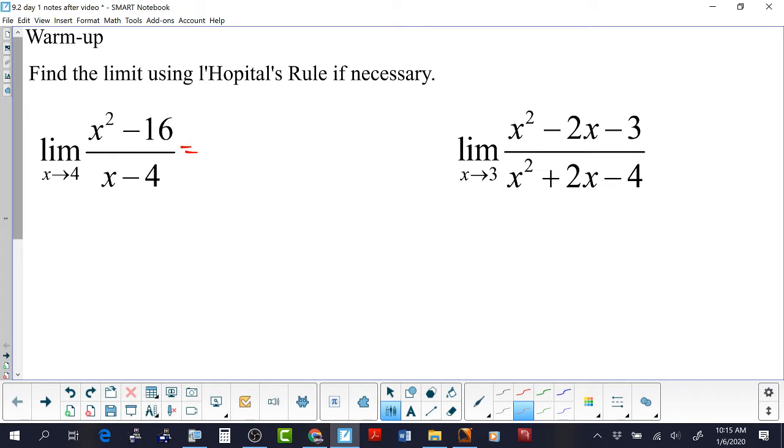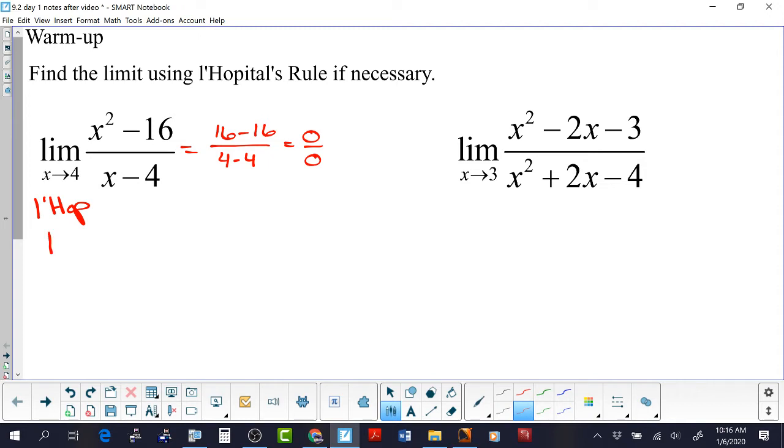We're going to plug 4 in. We're going to get 16 minus 16 over 4 minus 4, and we get what's called an indeterminate form. The 0 in the denominator is really the problem. But then if the numerator is also 0, then we have what's called an indeterminate form. The limit still might exist. It might not exist still. But every time we use L'Hopital's, AP likes us to note that we're going to use L'Hopital's rule now.